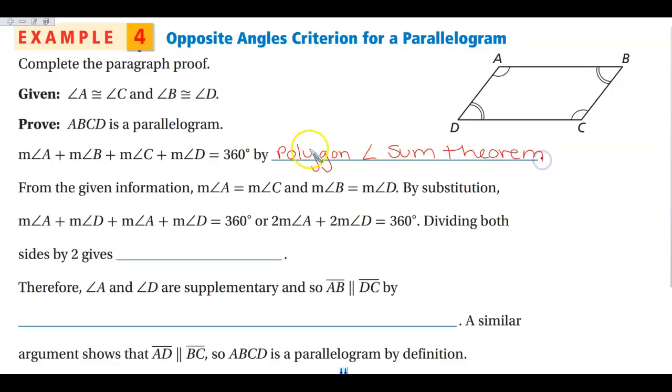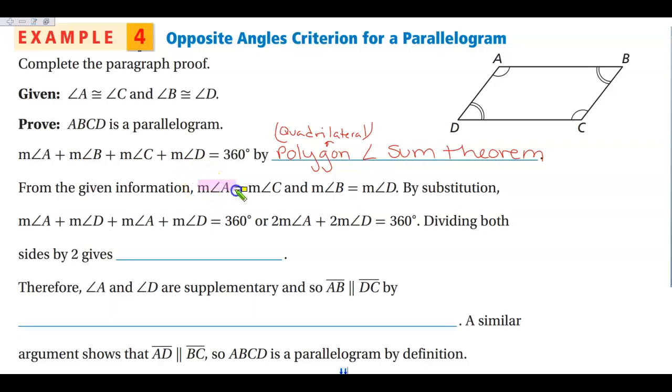Because we actually have a quadrilateral, you can say quadrilateral angle sum theorem instead of polygon, if you know the specific polygon. Either one is absolutely fine. From the givens, we know that the measures are equal. By substitution, here's what happens. A and C are equal, B and D are equal.